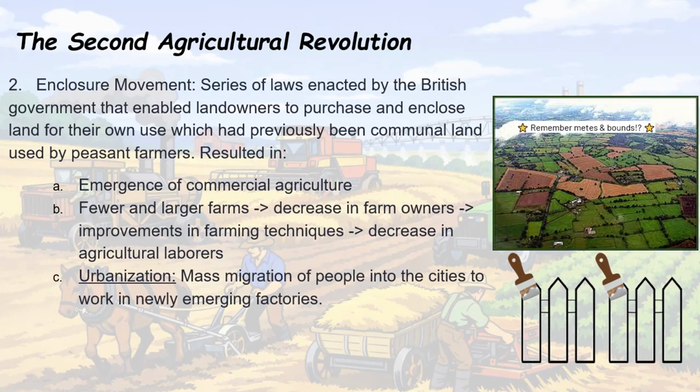And when people lose access to land and jobs in rural areas, they migrate. Urbanization explodes as former farm workers move into cities to work in factories. So mechanization increases production. Enclosure restructures land ownership. And together they completely reshape population patterns. Now let's look at how farming techniques themselves became smarter and more efficient.